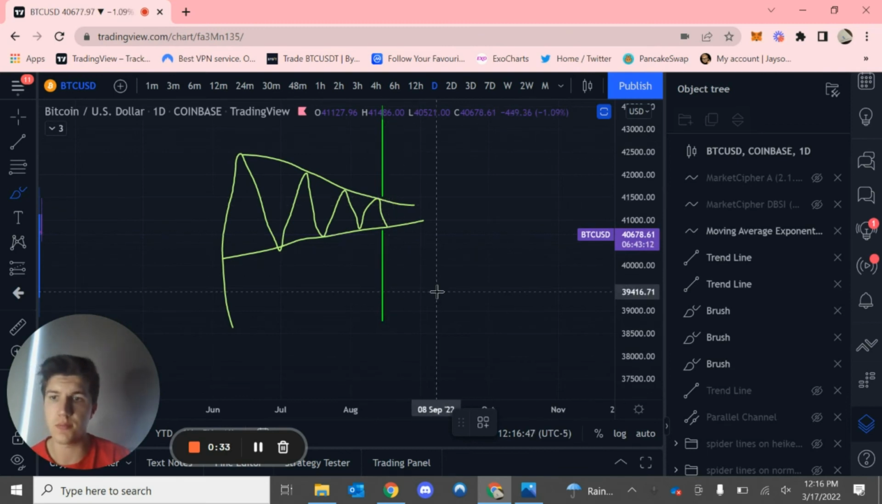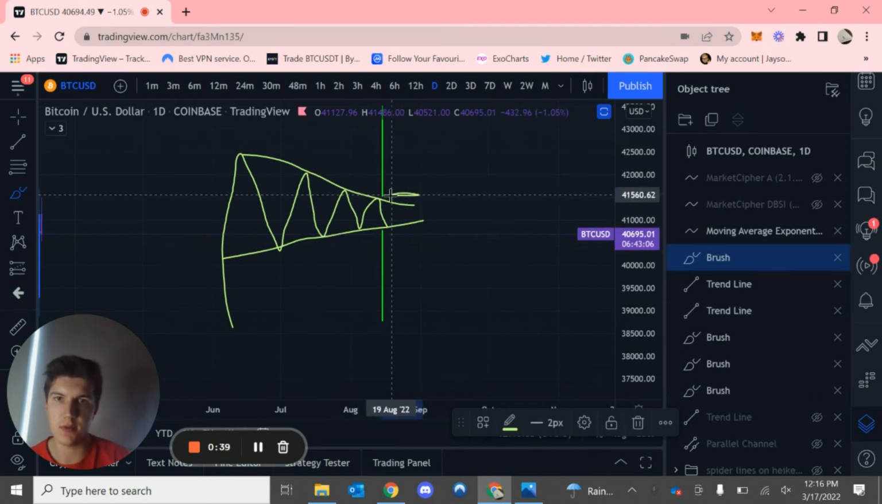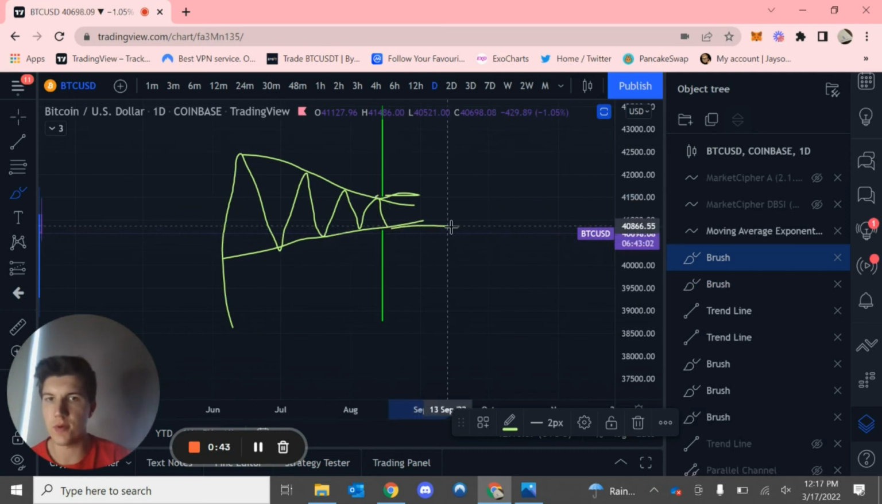resistance or support, and then set your stop loss above the last high or below the last low, depending on if you're shorting or longing. And then just take your final take profits at the height of the symmetrical triangle.